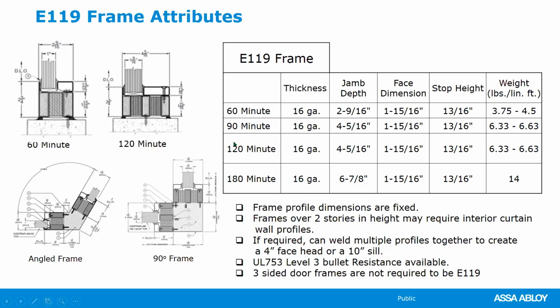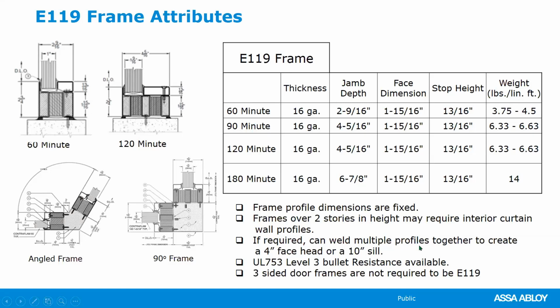As you would expect, as you put more material into the frame, it also increases the weight of the frame. If you'll notice, the information for the 90-minute is the same as the 120-minute. The difference between a 90-minute and 120-minute assembly is the glass, not the frame. There is a 180-minute frame available. It is a limited size and cannot have any mullion. If you want multiple lights of a 180-minute frame, you would have to have separate frames.